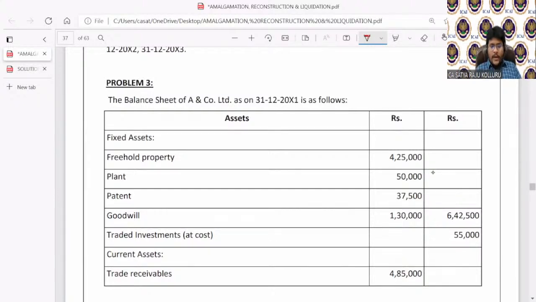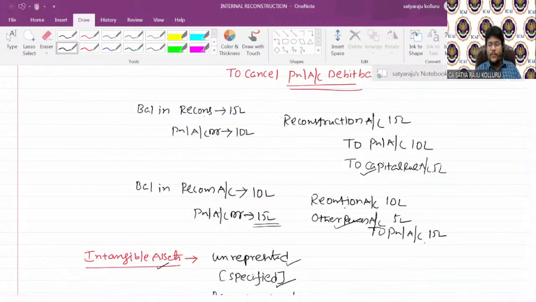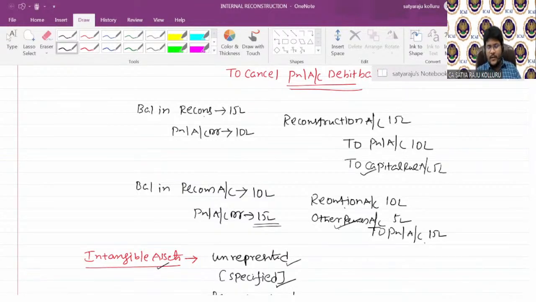Oh, one more doubt he asked. What is that? Sir, if the balance in the reconstruction account is not sufficient to set off against the P&L account, you told that we can use other reserves, right? Sir, here other reserves means free reserves, or can we set off all the reserves, sir? Is it only free reserves, or can we set off other reserves as well?